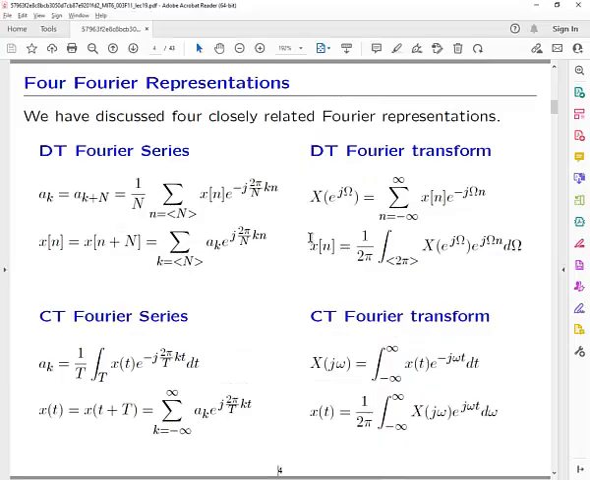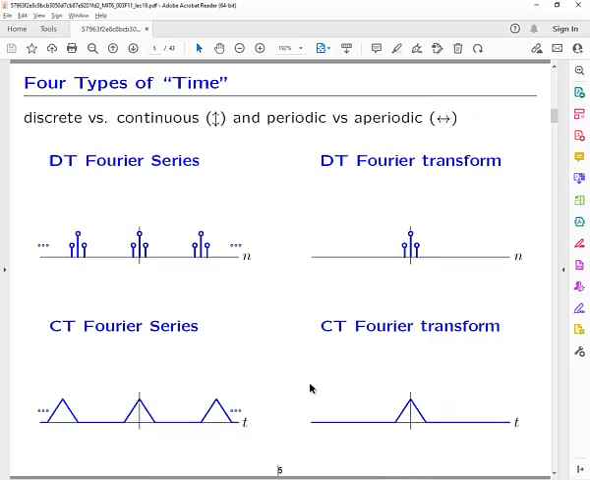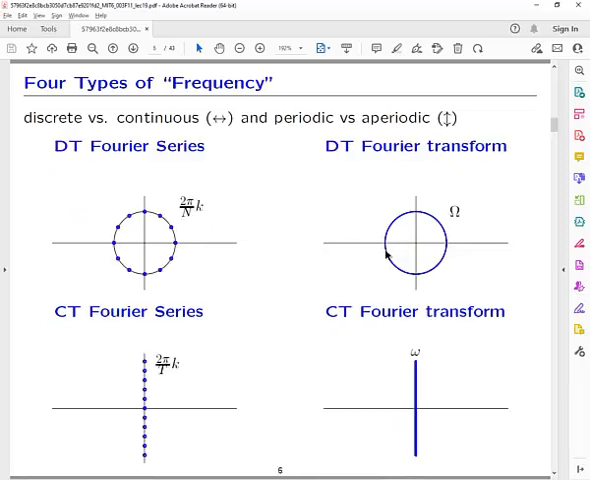Alright, so let's go back over quickly. Last time we started with this: 4 different types of Fourier transform, inverse transform, 4 different sets of equations, all very closely related. Here we have the representation of signals of the 4 different types: continuous or discrete signals, and periodic or aperiodic. When we look at the corresponding transforms, here we have the periodic discrete transform, here we have the periodic continuous transform, here we have the discrete aperiodic transform, and here we have the continuous aperiodic transform.